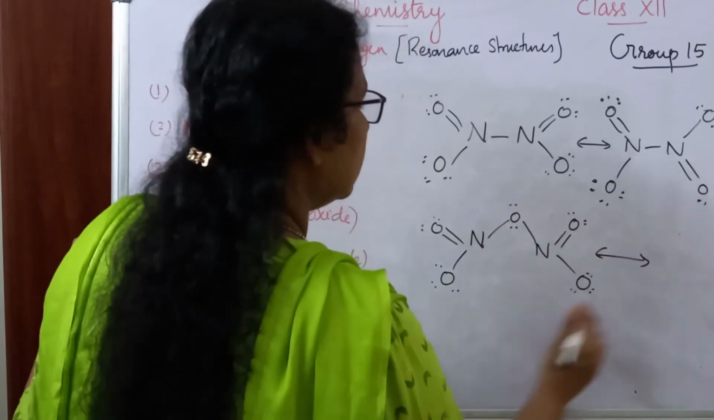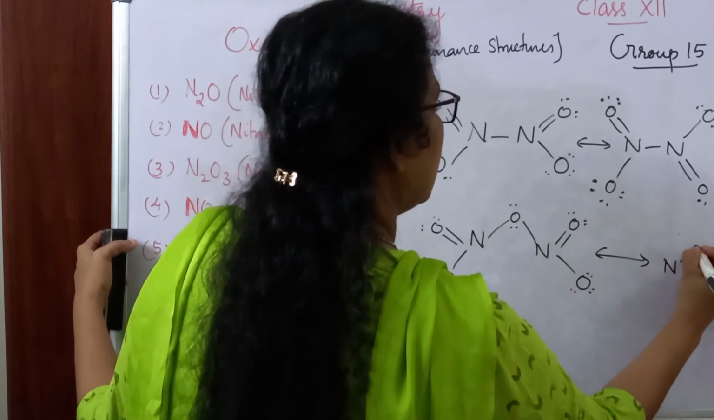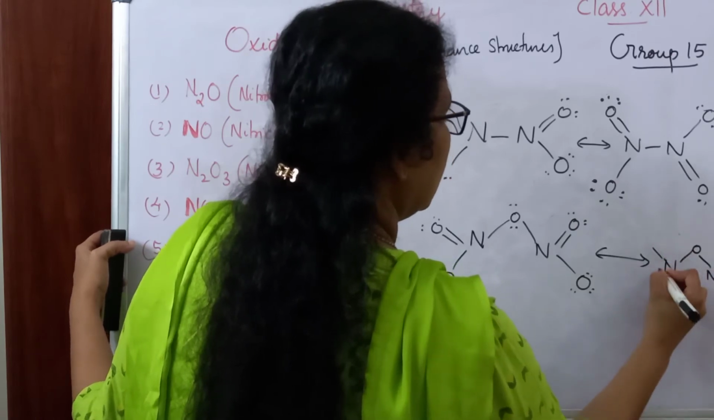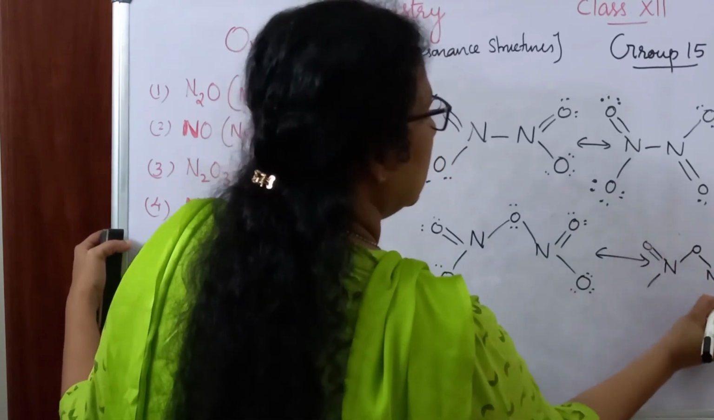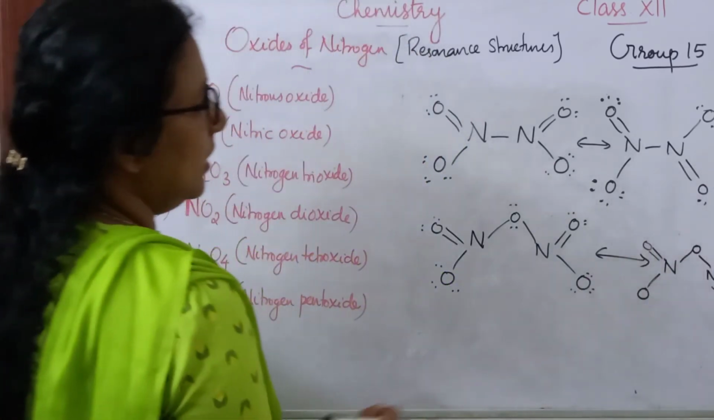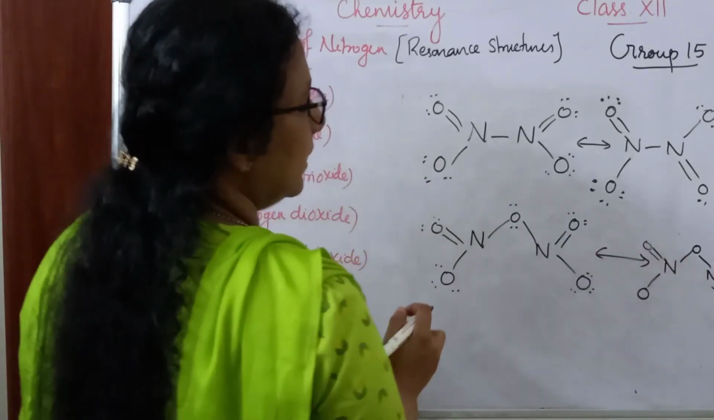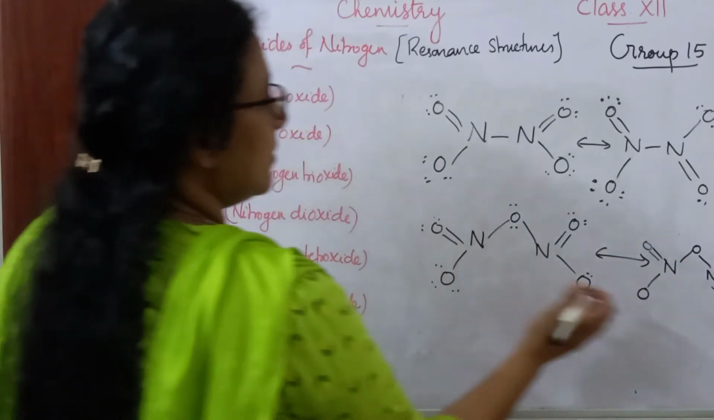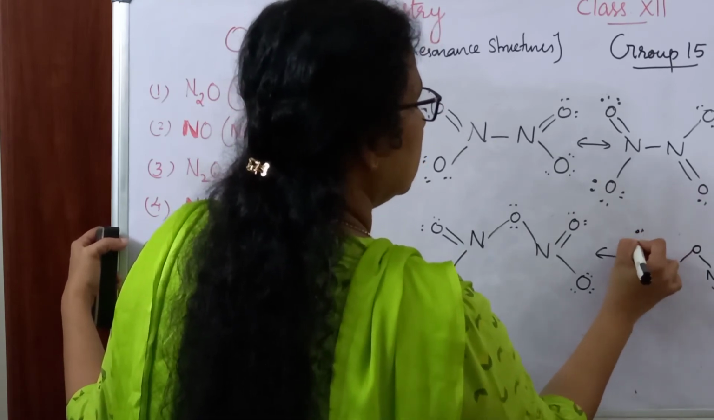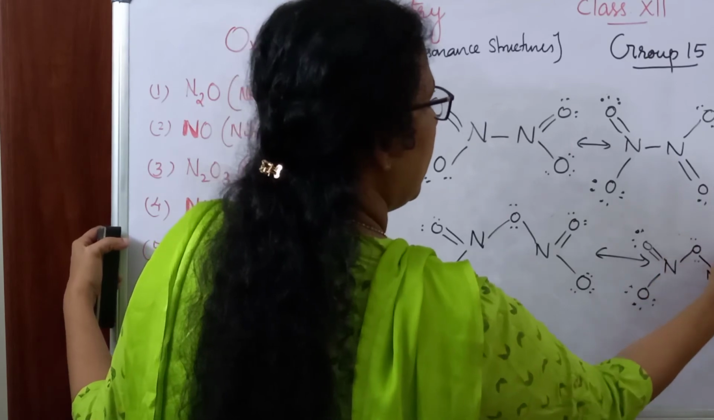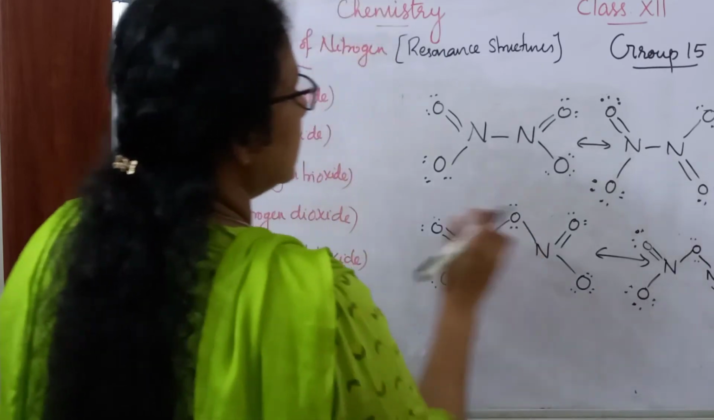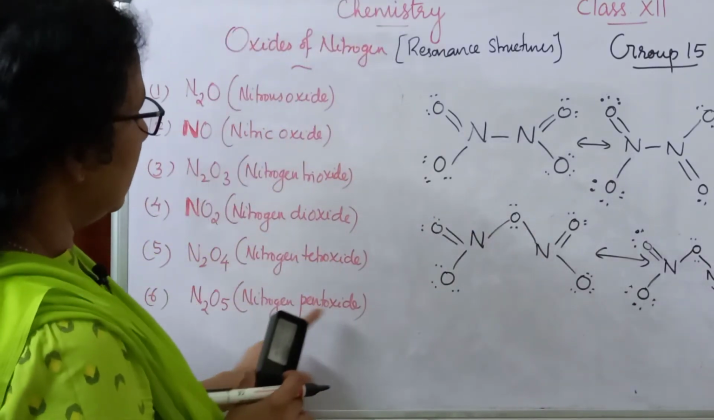So the next structure is, here there is a double bond, here it is a single bond. So the same procedure can be used to distribute all the electrons in this case also. It will be like this. So this will be the structure of nitrogen pentoxide.